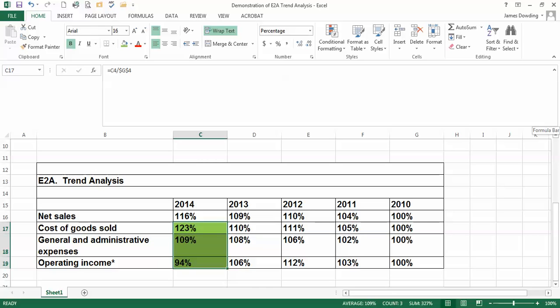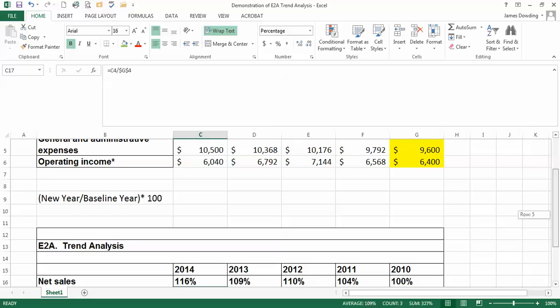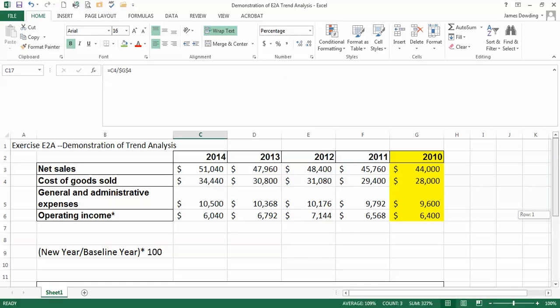So this would be a recommendation that you'd make to your boss. Let me go over that formula again. We took the new year, divided by the baseline, and in this case the baseline was 2010, times it by 100, or convert it to a percent. This again was a demonstration of trend analysis using Chapter 14, Exercise E2A, to demonstrate it.